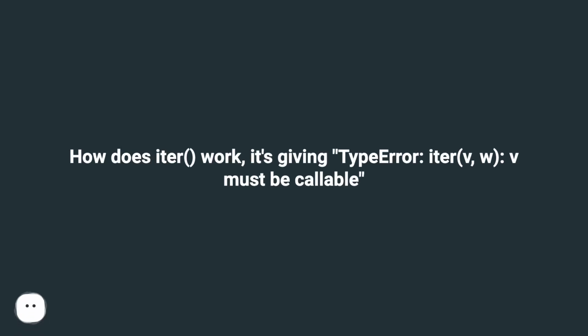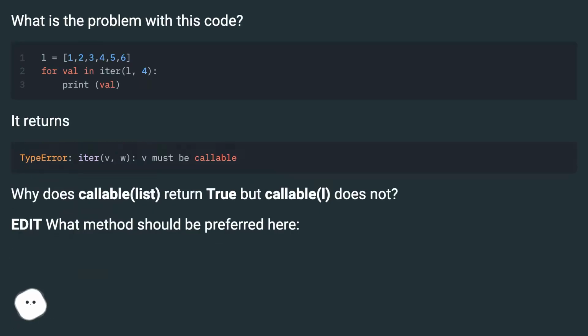How does iter work? It's giving a type error: iter(v) must be callable. What is the problem with this code? It returns... Why does callable(list) return true but callable(L) does not? Edit: what method should be preferred here?